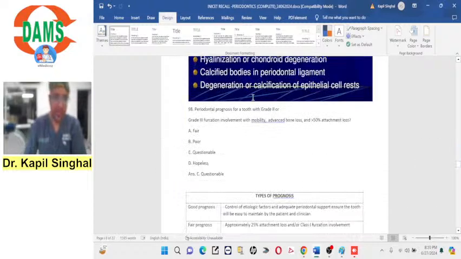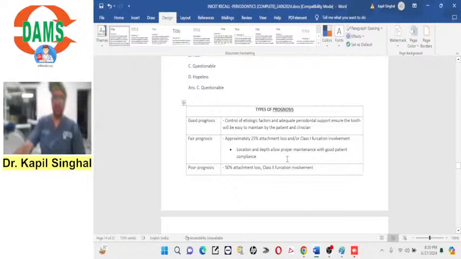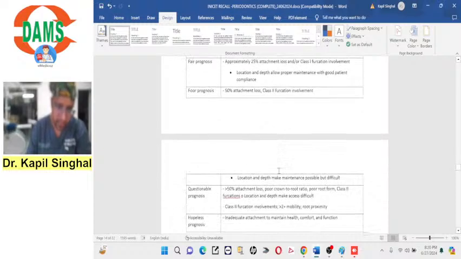Okay, next question is periodontal prognosis of a tooth with grade 2 or grade 3 furcation involvement with mobility, advanced bone loss and greater than 50% attachment loss. See, to decide this, the most important factor is attachment loss. So if I tell you the grading of prognosis, good prognosis is when there is no attachment loss and everything is good. A fair prognosis is when there is at least 25% attachment loss and class 1 furcation. Poor is 50% attachment loss with class 2 furcation.